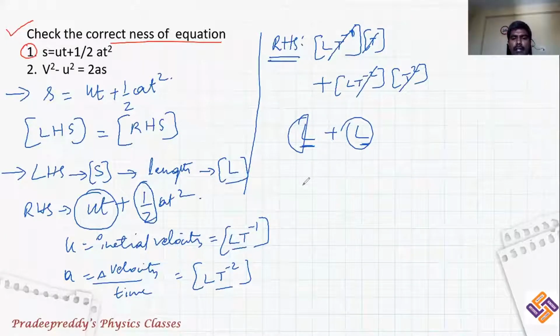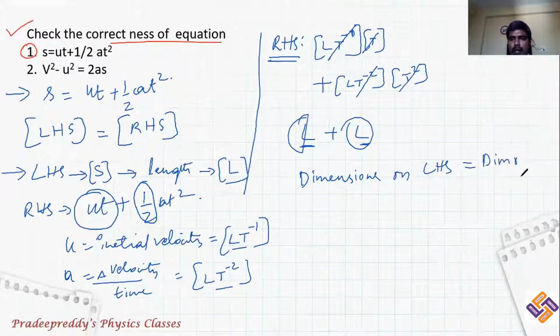So dimensions on left hand side is equal to dimensions on right hand side. So this equation is correct. You can check the correctness of an equation using this kind of dimensional analysis.